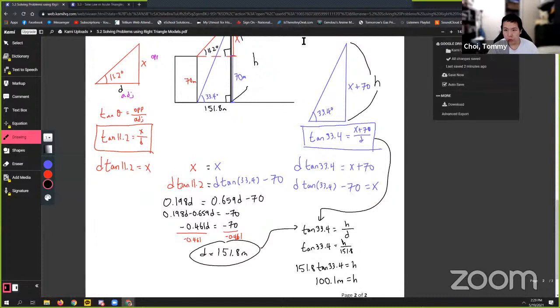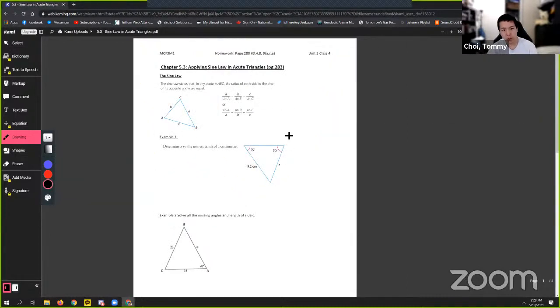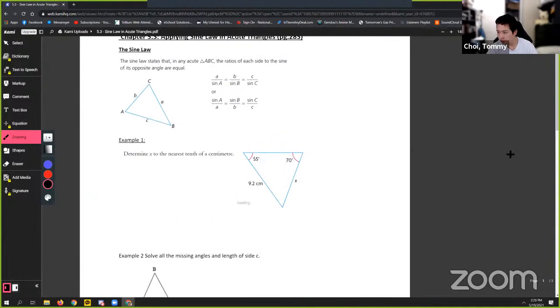What you should have, of course, ready is the 5.3 worksheet here, which is applying sine law in acute triangles. So this is the one you should have ready.